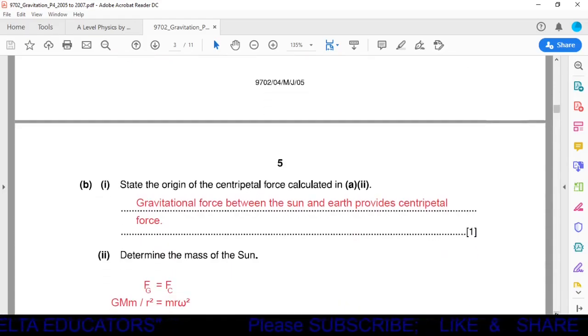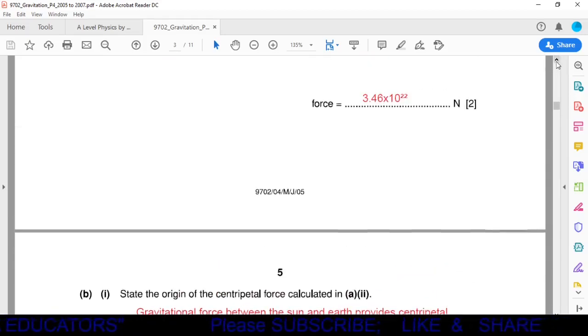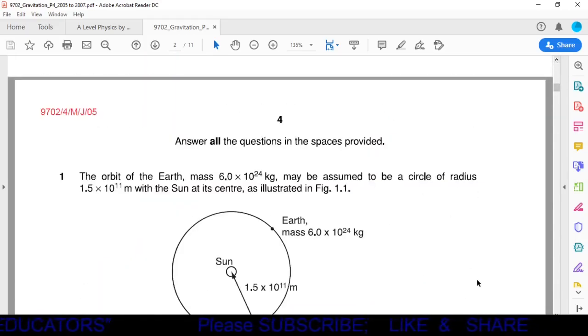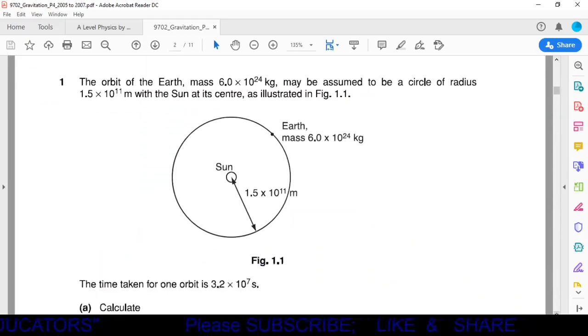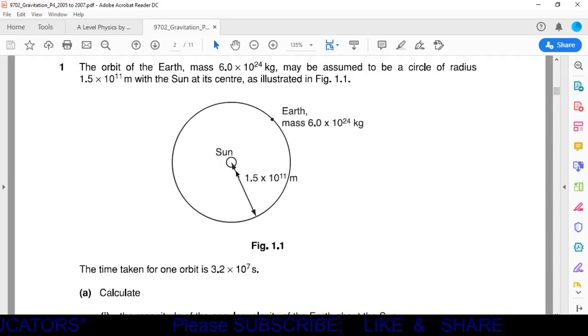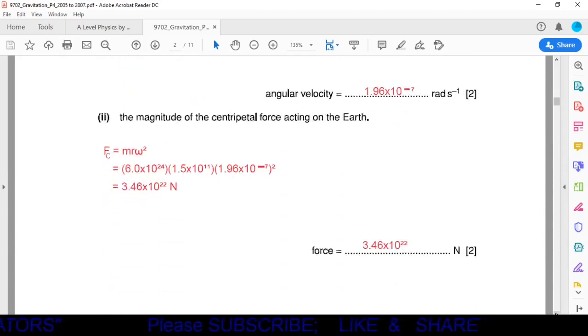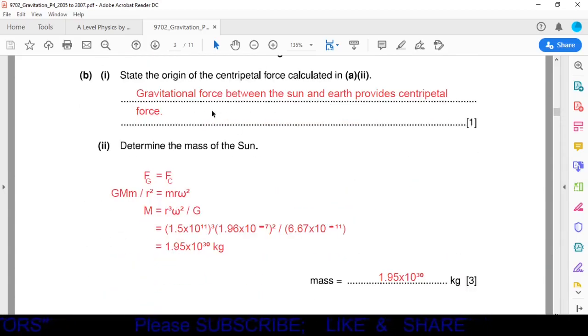B part, state the origin of the centripetal force calculated in A2. The centripetal force is provided by the gravitational force in between the Sun and Earth. So our answer is gravitational force between the Sun and Earth provides centripetal force. Okay, next part. Determine the mass of the Sun.